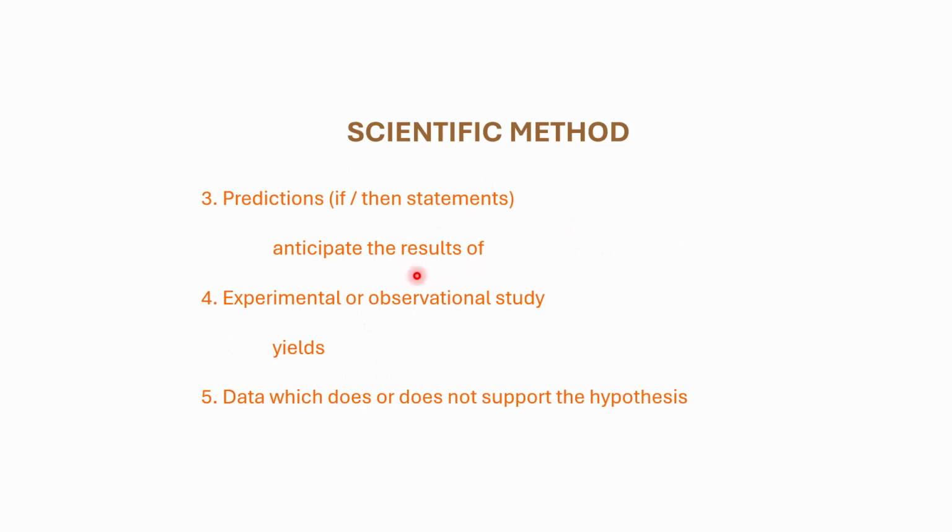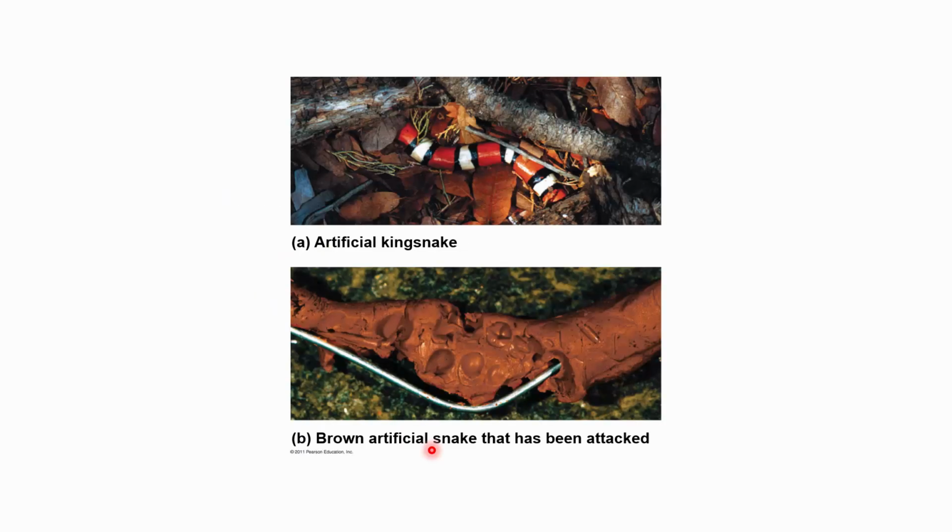The if-then statements anticipate the results of some kind of experimental or observational study. And that study will yield data which does or does not support the hypothesis. So the study that the Finnigs did involved creating artificial snakes. They created an artificial king snake which has the exact patterning of the scarlet king snake. And then they also used the compounds that they used to make the fake king snake to make an artificial brown snake. And this brown snake does not have the coloration of the artificial king snake.